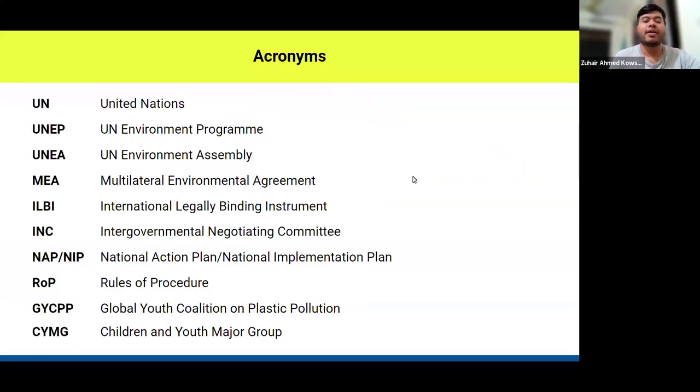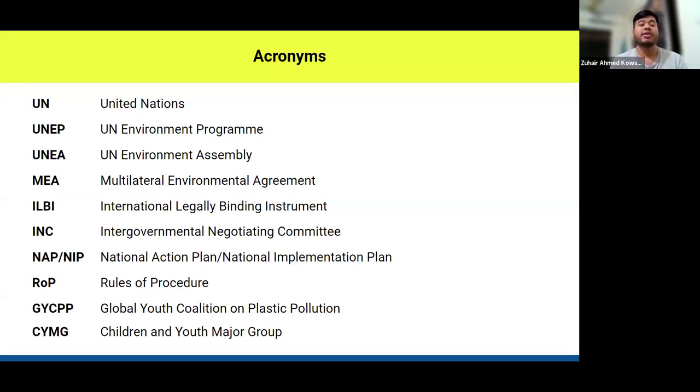First of all, let's get introduced to the key acronyms that we will be using many times later on. I hope that you already know some of them or all of them. UN is United Nations, UNEP is United Nations Environment Program. You perhaps also heard about United Nations Environment Assembly. One of the key terms that is used for the environmental conventions is MEA, which is Multilateral Environmental Agreement.